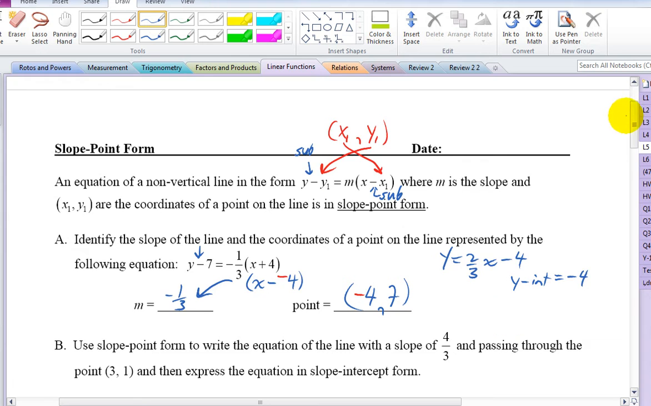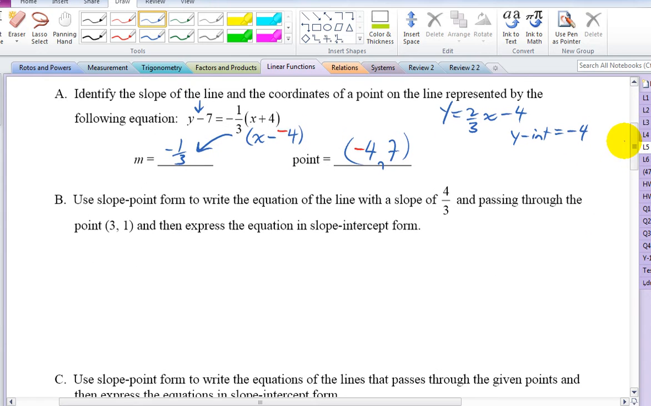Okay. So let's just do a little practice. Don't bother writing this down. Y minus 3 equals 2/3 x minus 4. What's the point? 4, 3. Okay. You do not include the negative signs, subtraction signs.